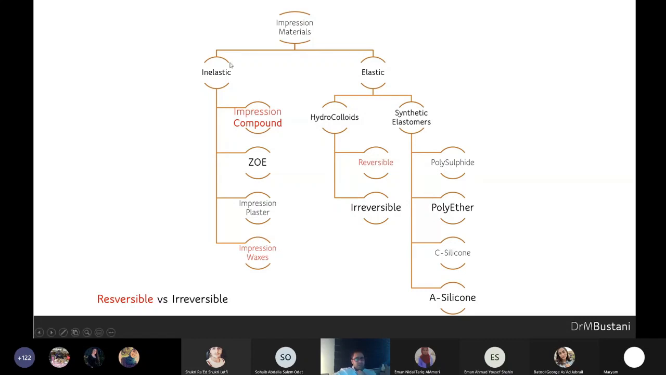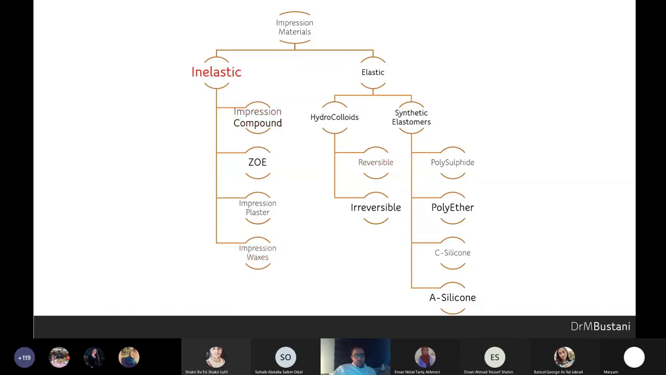This is the first classification into elastic and inelastic. The other classification could be a reversible or irreversible reaction, or let's say a physical reaction or a chemical reaction. Impression compound, impression waxes, and reversible hydrocolloids can go back from one state into the other, from the flowy state into the more rigid state when we take an impression. The others are all set via chemical reaction. Okay, the most commonly used classification is elastic and inelastic.